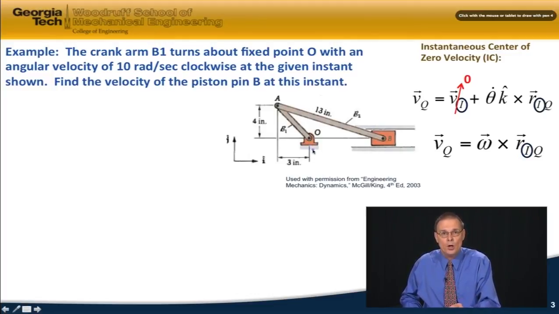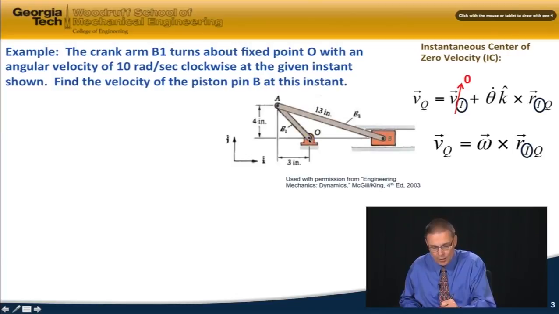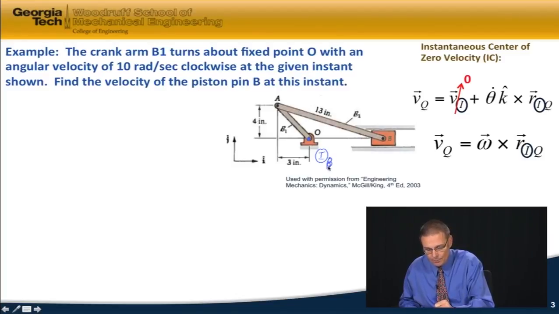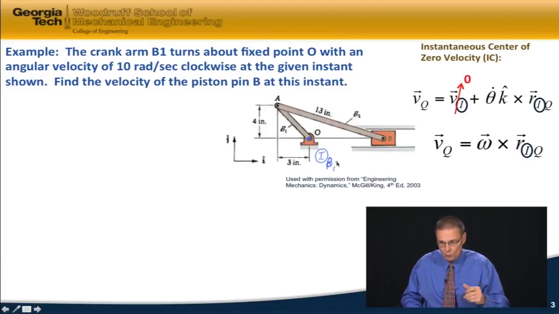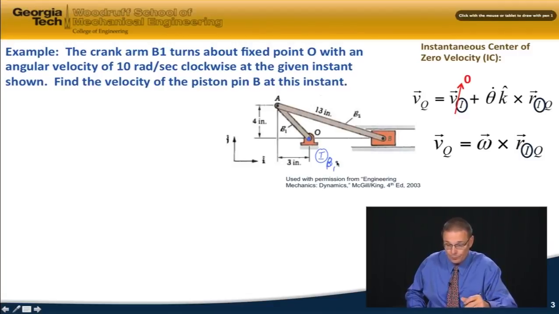We go from knowns to unknowns. We know the angular velocity of body B1. We know that point O is a fixed point, so that's the IC for body B1. And so I can then write an equation using the IC.